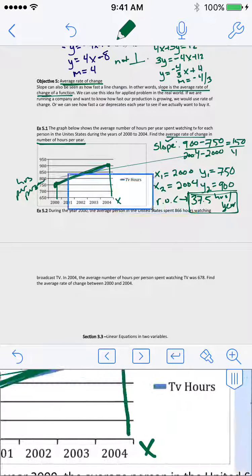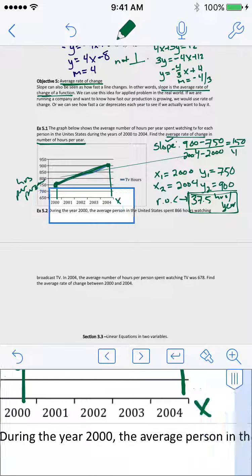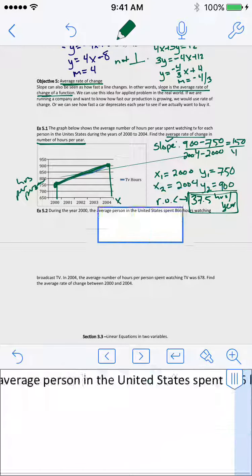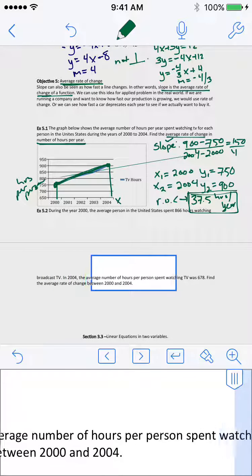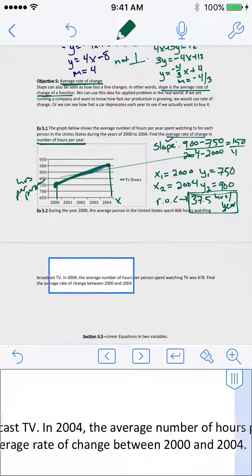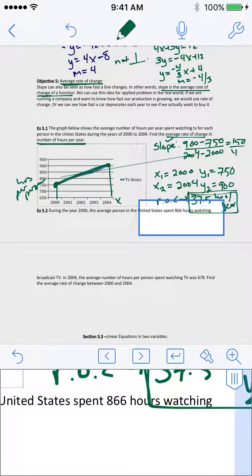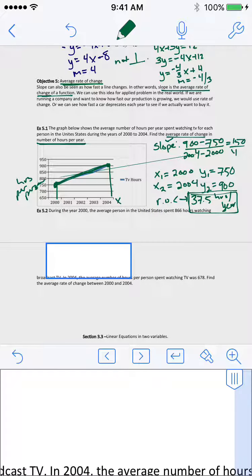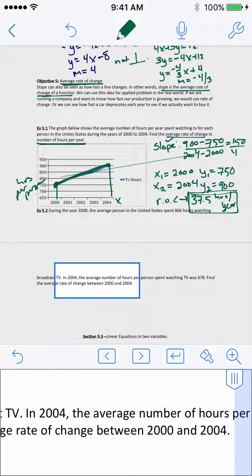Alrighty. Second question, dealing with the same graph. During the year 2000, the average person in the United States spent 866 hours watching broadcast TV. In 2004, the average number spent was 687. Find the average rate of change between 2000 and 2004. So it looks like it's not quite the same graph. Maybe it's just more accurate numbers, right? So instead of reading it off a graph this time, they've given us these points. The question is, how do we match up the context to what is x1, y1, and all that jazz?